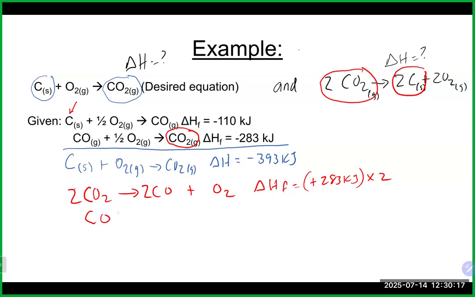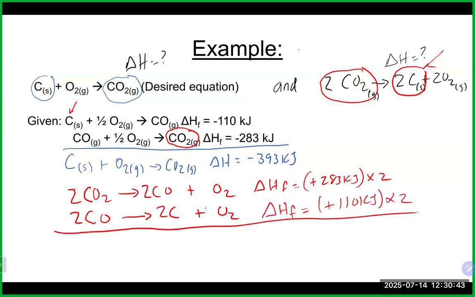So that would give me CO goes to C plus O2. I also need not one carbon, but 2. So once again, I will have to multiply this by 2 as well. And again, because I reversed it and multiplied by 2, we're going to go with a plus 110 on that for the reverse and multiplying by 2. That's going to give me, hopefully, the reaction I'm looking for, which is these guys are going to cancel.